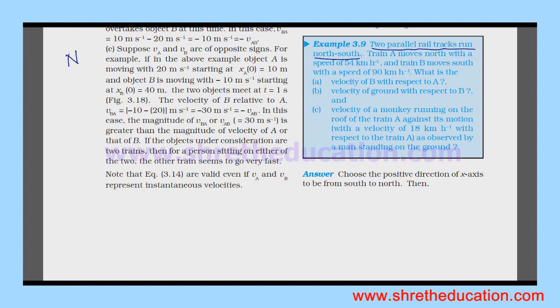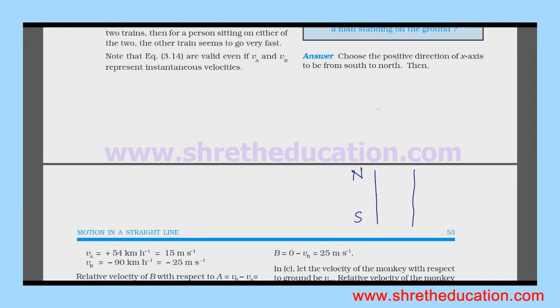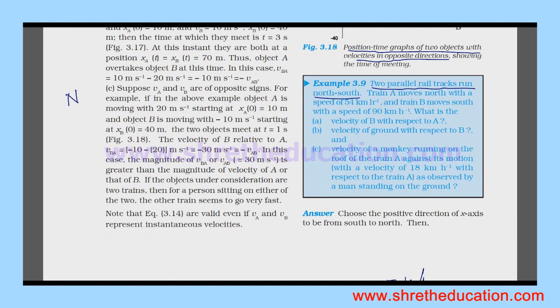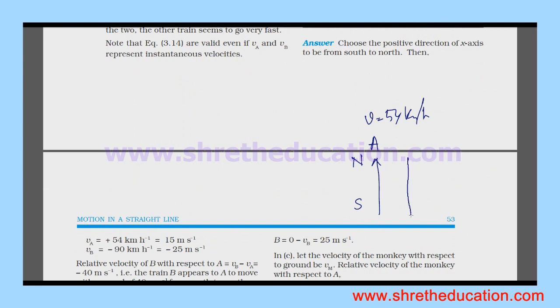Two parallel rail tracks run north-south. Train A moves from north with a speed of 54 km per hour, and train B moves south with a speed of 90 km per hour.